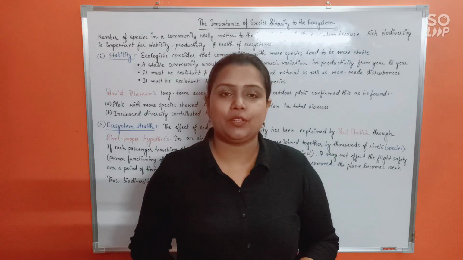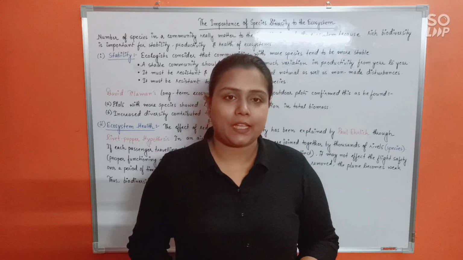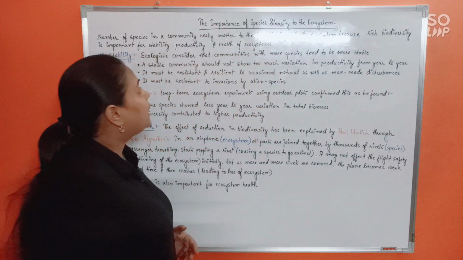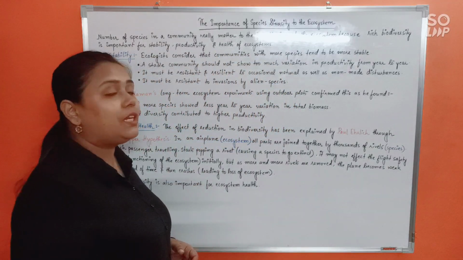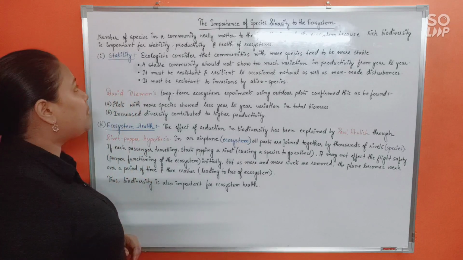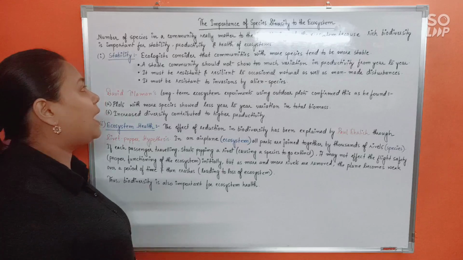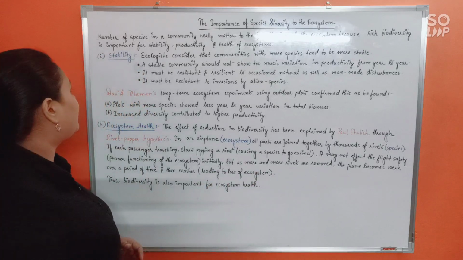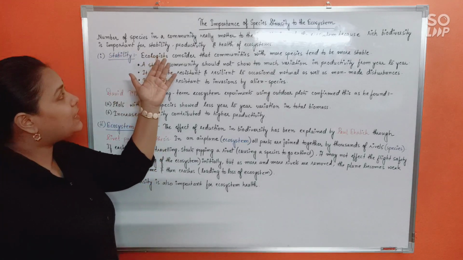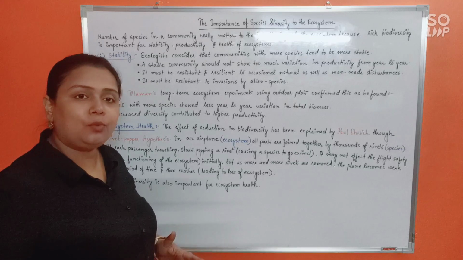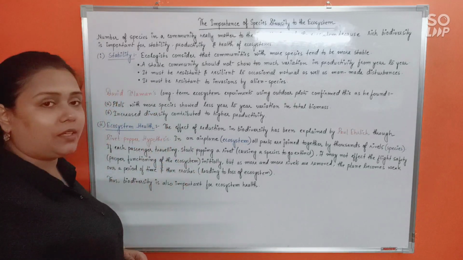In today's class we are going to discuss further very important aspects regarding biodiversity. So today we are going to start with the importance of species diversity to the ecosystem. Now see, the number of species in a community really matters to the functioning of the ecosystem, because rich biodiversity is important for stability, productivity and health of the ecosystem. We'll be discussing under these topics.